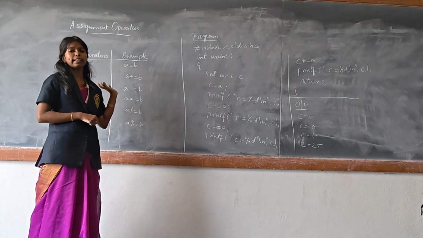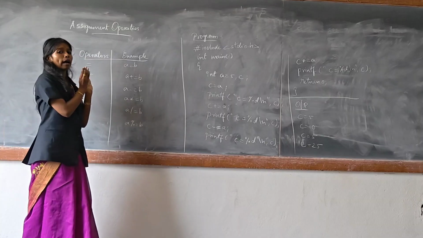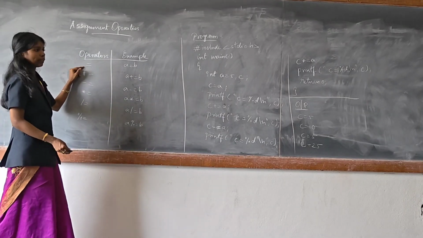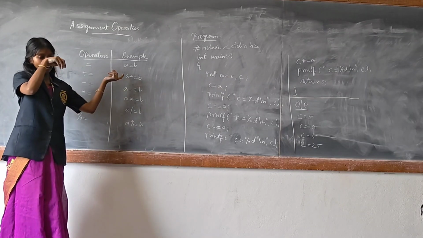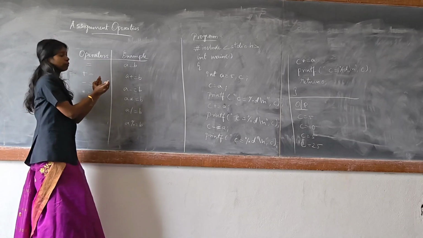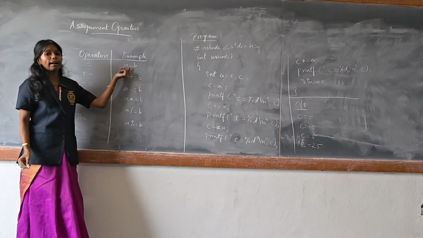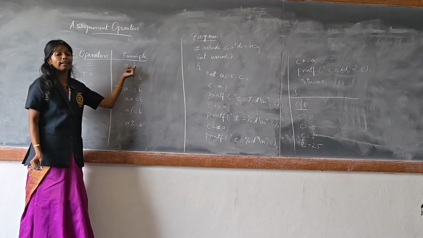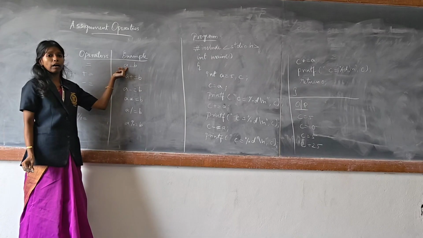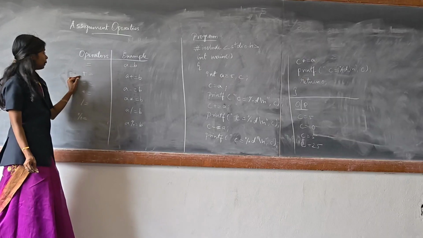Second, we are going to see the assignment operators. Assignment operators are nothing but operators that assign a value to a variable. In this we have a few operators. First is equal. In this, the value from the right side operand is assigned to the left side operand. So the value of B is assigned to the left side operand A.